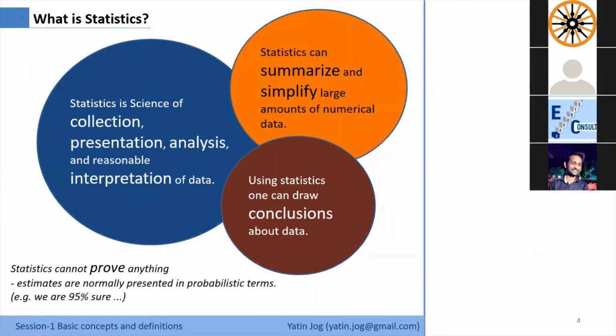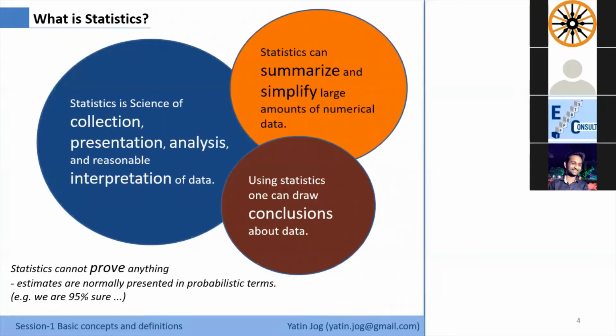Estimates are normally presented in probabilistic terms. For example, we are 95% sure. When I say 95% sure, I'm giving a 95% chance of success, and I'm still keeping a 5% chance for failure. So we cannot be 100% sure in statistics. If I'm 100% sure, that means you are going to the mathematical branch of calculation.